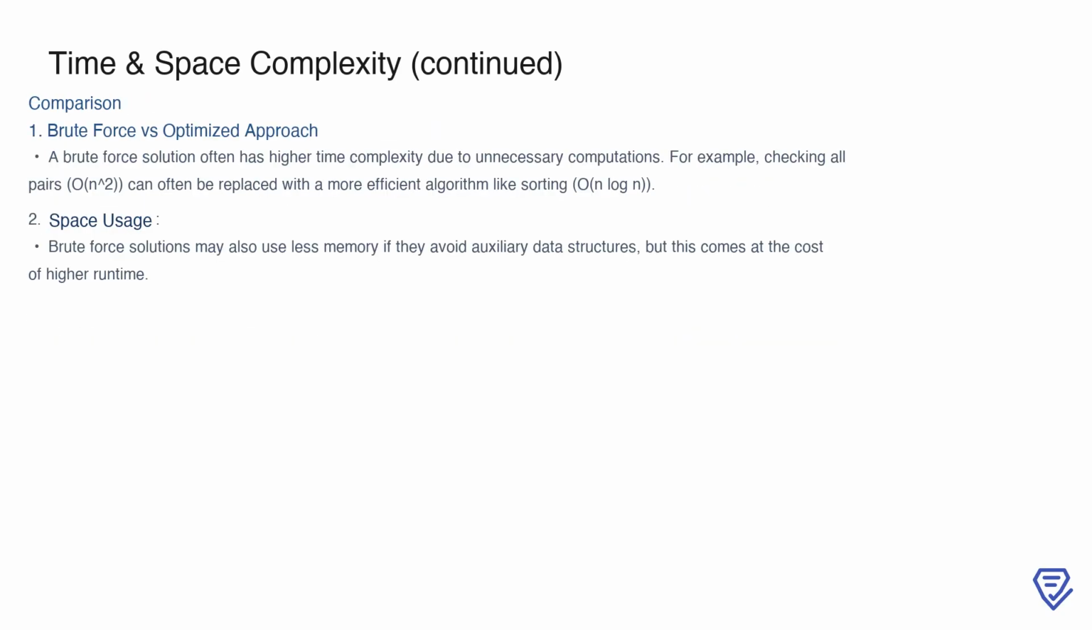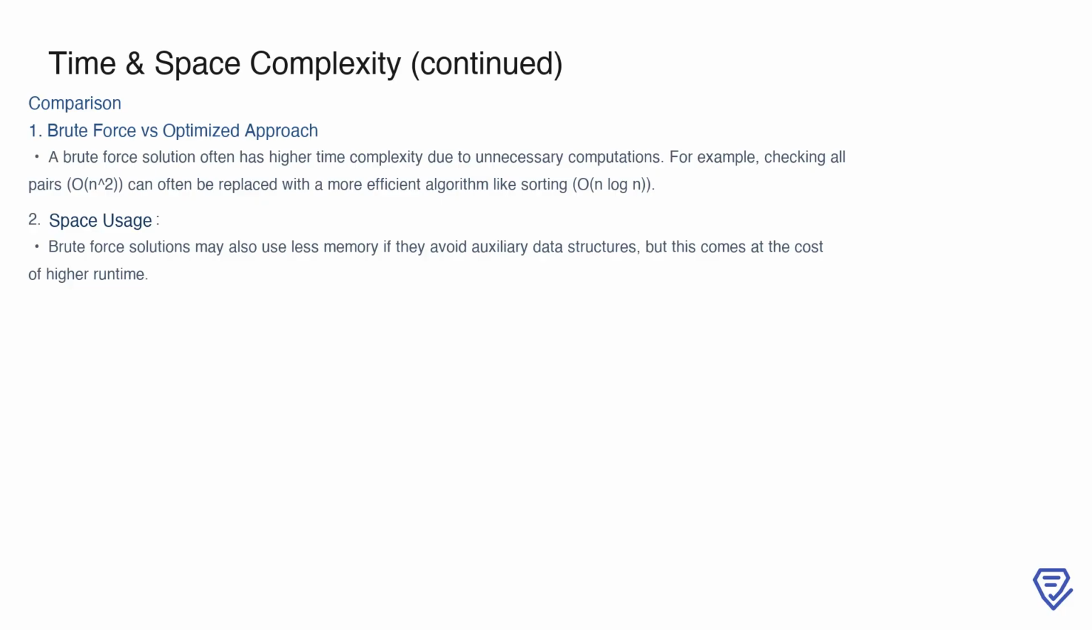When comparing brute force and optimized approaches, the difference often lies in how they handle time and space trade-offs. Brute force methods tend to have higher time complexity because they perform many unnecessary computations. For example, checking all pairs in an array has a time complexity of O(n²).